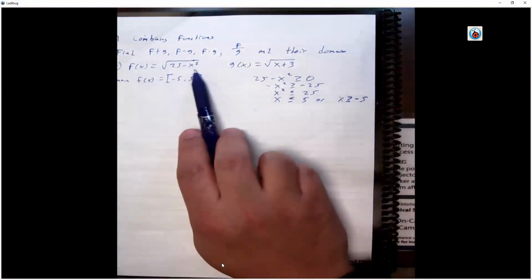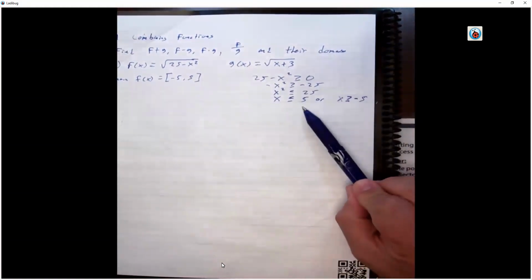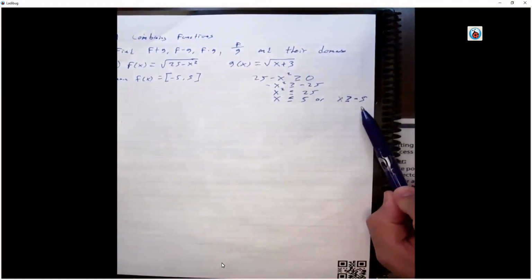So that's the requirement, right? Inside of a square root, you can never be negative. It can be 0 or bigger. So that's what we start with. We want to know what keeps it nonnegative. So you solve it and you find out, well, as long as I'm here, I'm good.